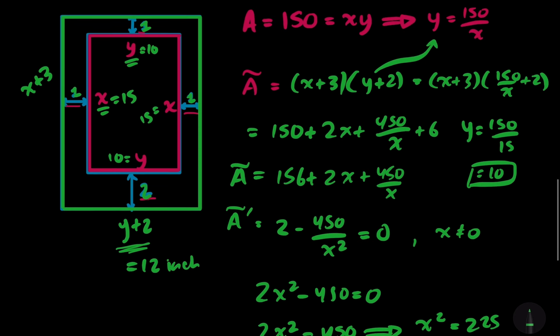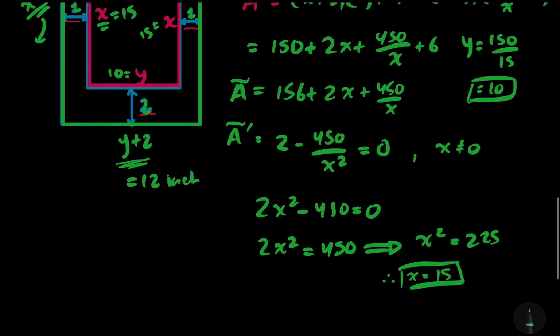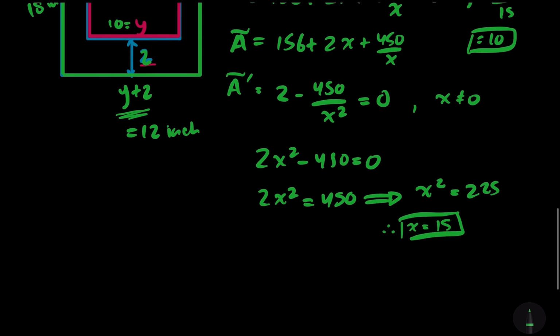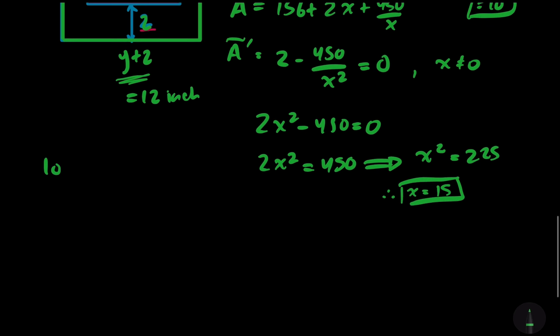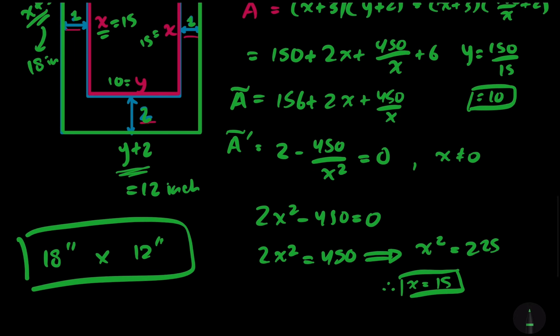And then this other length over here, x plus 3, we said that x was equal to 15, so 15 plus 3, that's 18 inches. And so therefore, our final answer is 18 inches by 12 inches. Or you can also write it 18 by 12 inches, right? And so that would be our final answer right over there. And you can actually go ahead and verify that x equals 15 is a minimum for this function.